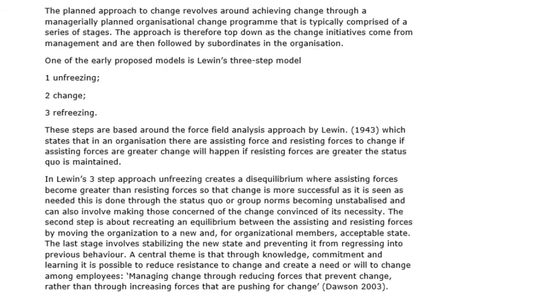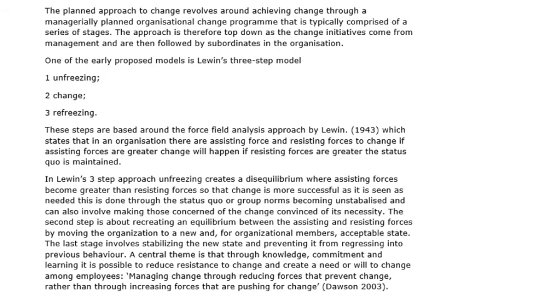The second step is about recreating an equilibrium between the assisting and resisting forces by moving the organisation to a new and, for organisational members, acceptable state. The last stage involves stabilising the new state and preventing it from regressing into previous behaviour.